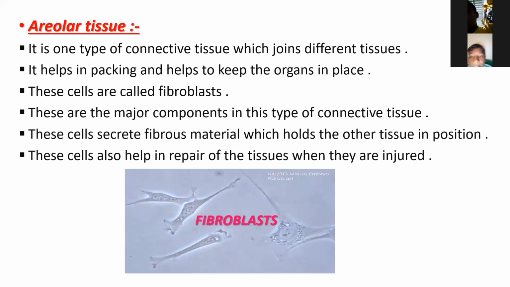These cells are called fibroblasts. The fibroblasts are the major components in this type of connective tissue.